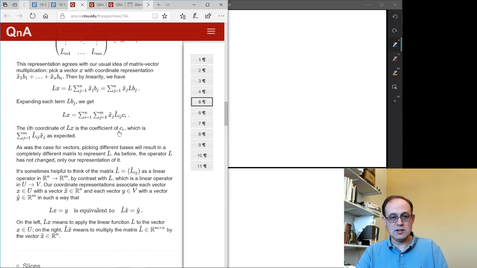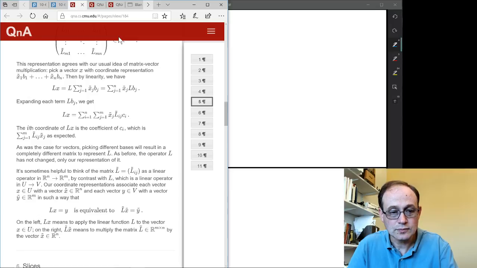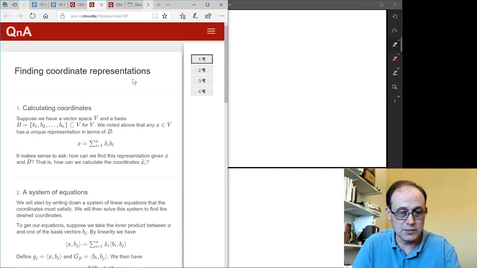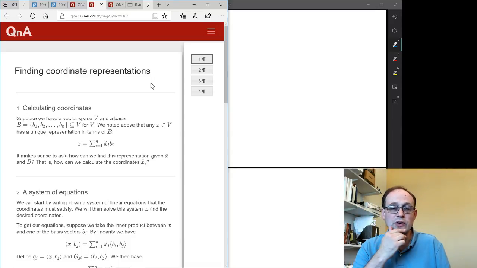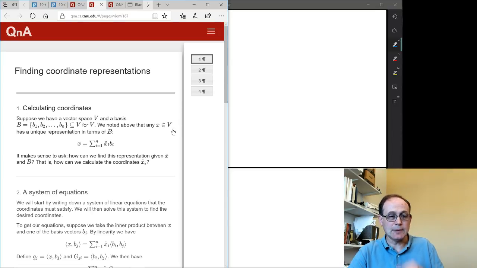All right, so let me switch here. There's a little bit more left. We're about halfway through this set of lecture notes, but I wanted to switch briefly to a different set of lecture notes that is also available from Piazza and talk about how to find these coordinate representations for vectors. I said before that we know there's a unique way to do it, but it helps to be able to computationally find this representation. So I posted this set of notes that talks about how to do that.